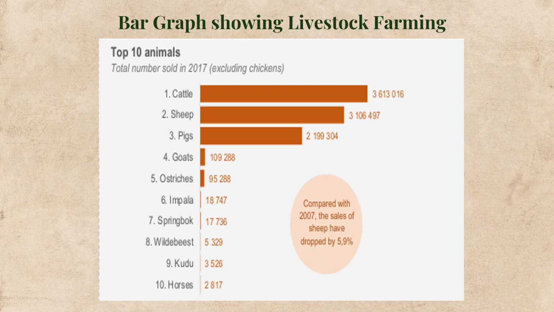This is a bar graph showing livestock farming in South Africa. The most popular animal sold is cattle. Why do you think that is so? What are the different purposes of cattle? You can think about that.